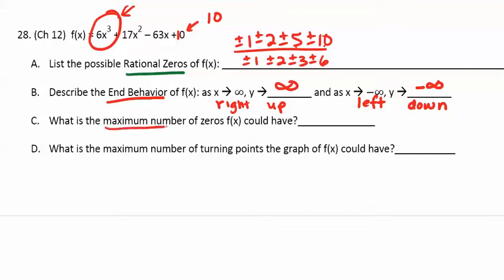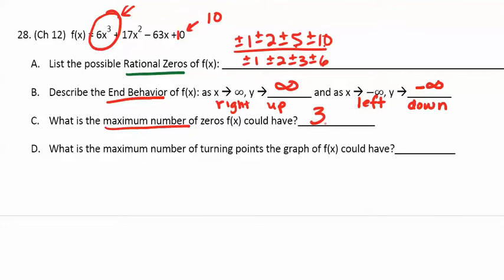What do we know about the maximum number of zeros? Now, some of them could be double zeros, some of them could be irrational numbers, some of them could be complex numbers. So the zeros are not always rational, but in some combination, a third-degree polynomial can have up to 3 different zeros.